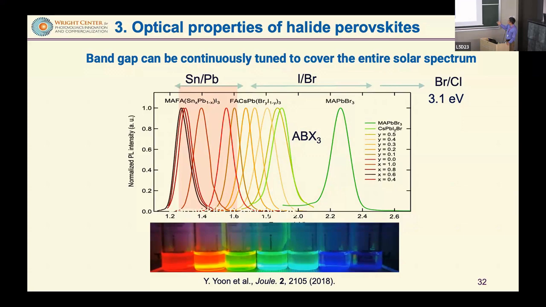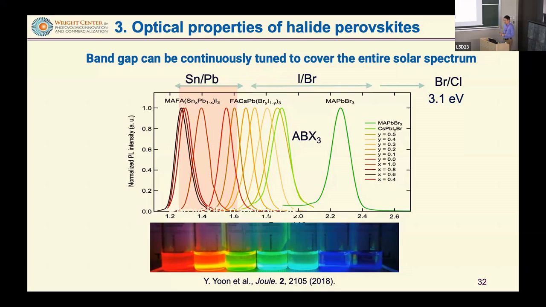So by combining different anions and cations here, you can see you can make a material with band gaps from as low as 1.25 all the way to 2.4. And if you make it chloride, it goes up to 3 electron volts. So that's the same for a single halide material. By modifying those compositions, you can cover the entire spectrum of the sunlight.